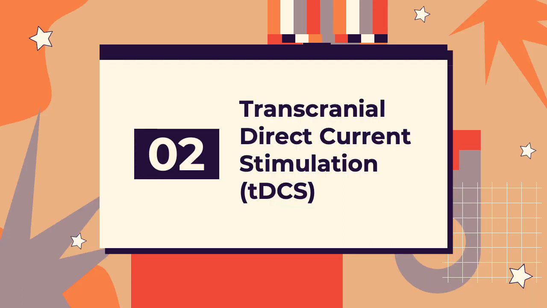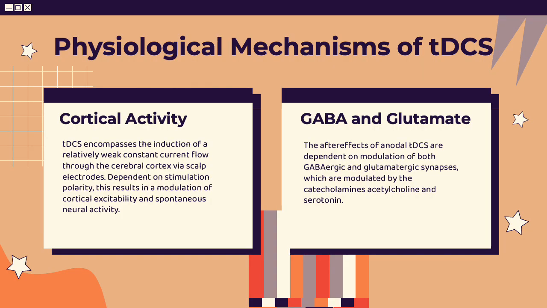Moving into transcranial direct current stimulation. The physiological mechanisms of tDCS include cortical activity and GABA and glutamate. tDCS encompasses the induction of a relatively weak constant current flow through the cerebral cortex via scalp electrodes. Dependent on stimulation polarity, this results in a modulation of cortical excitability and spontaneous neural activity.